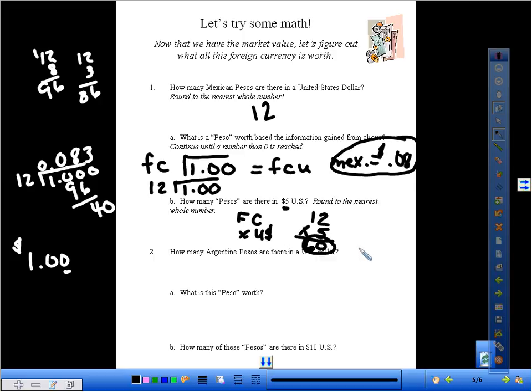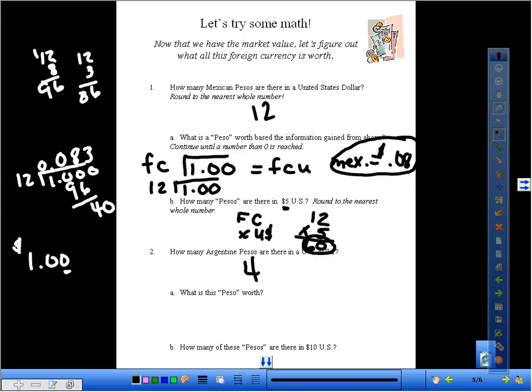So when you turn something like this in to me, when you are going to do this on your own, you should definitely follow the model that I've already proposed to you here. Let's do the next one. Let's do the Argentine peso. And we've already discovered, hopefully by now, that there are 4 Argentine pesos to the United States dollar. So now we have to figure out its value.